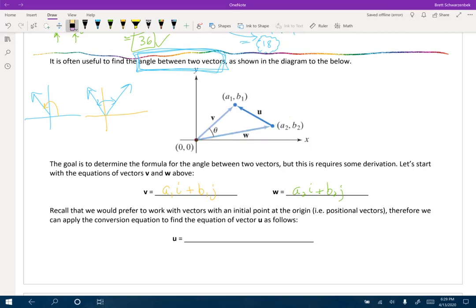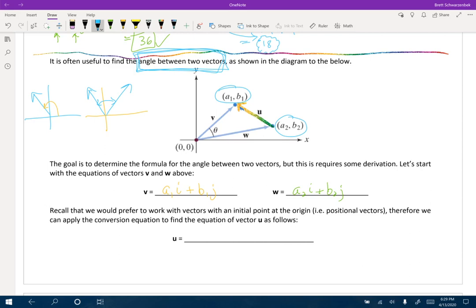So if we're looking at u, we're looking at the vector right here, right? Like that. If we're looking at that vector, you'll see that the initial point is actually a2, b2, and the terminal point is a1, b1. If you recall, in the last lesson, whenever we had a vector that wasn't at the origin initially, we were able to create a positional vector that was. And how did we do that? We used the positional vector formula for doing so.